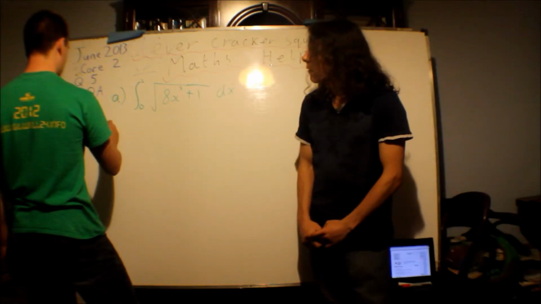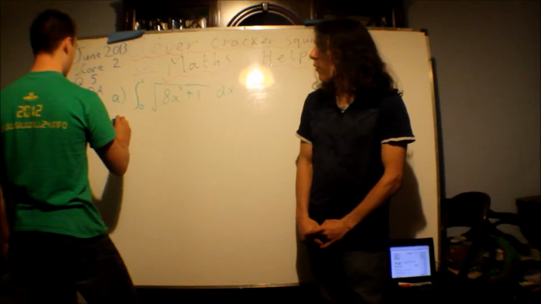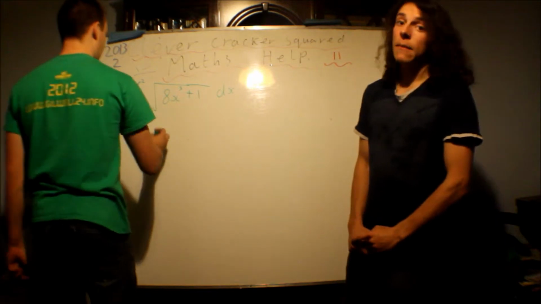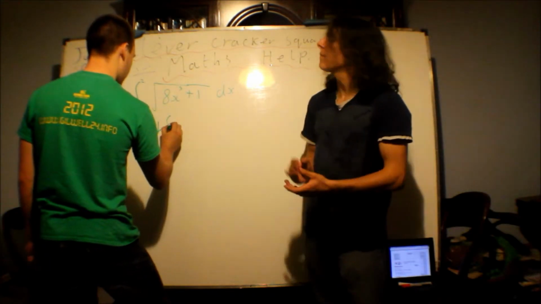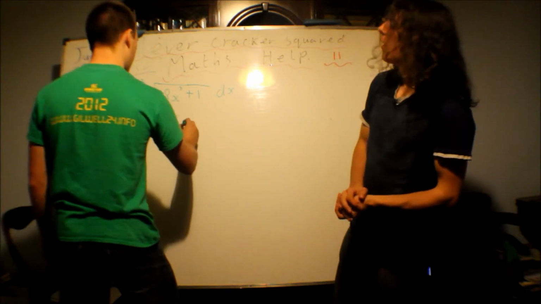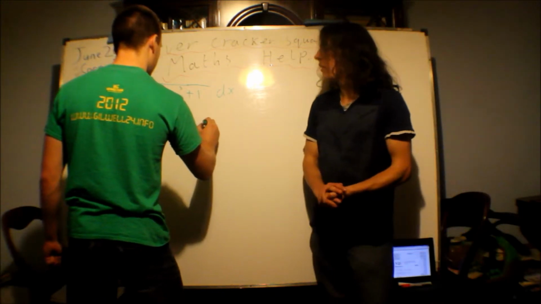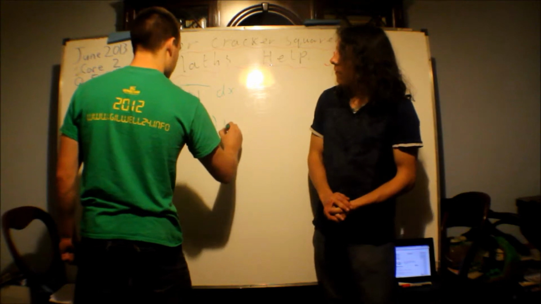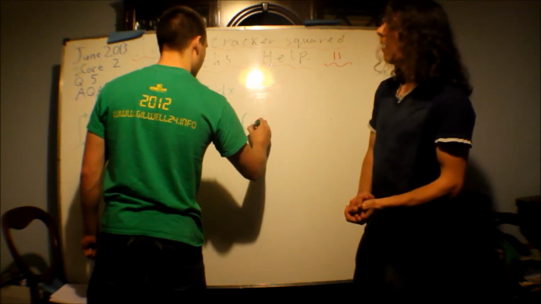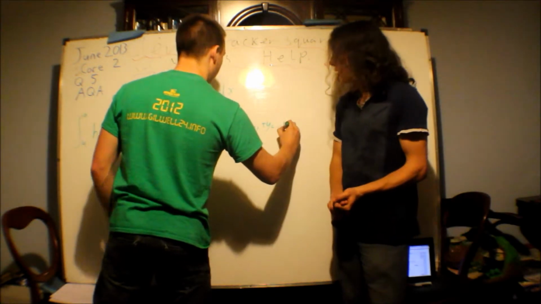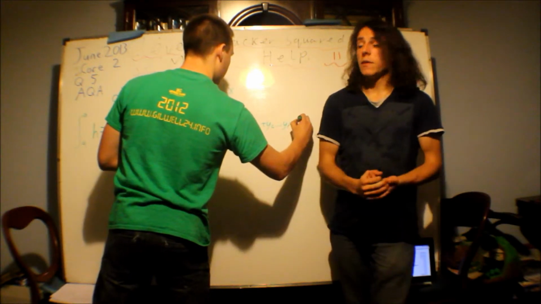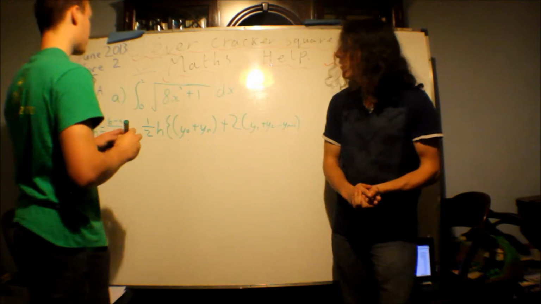Where h is b minus a over n. Then the actual trapezium rule, which is half h, then a big bracket, normal bracket, y0 plus yn, close bracket, plus 2 lots of y1 plus y2, all the way up to yn minus 1. We actually need up to y3 in this one. You'll find out in a few seconds why.